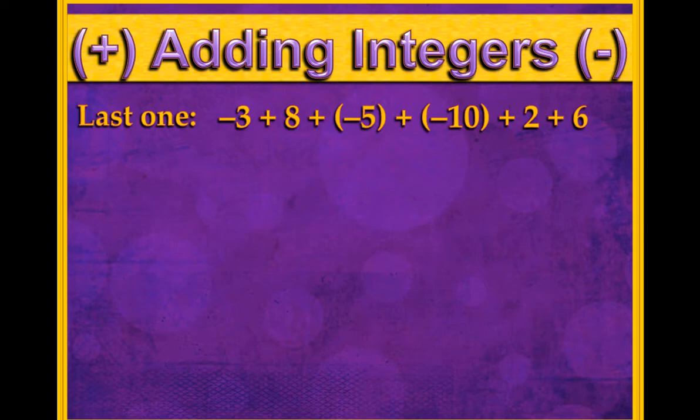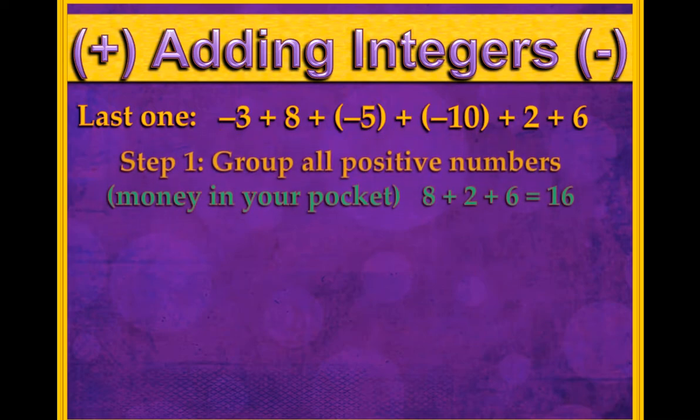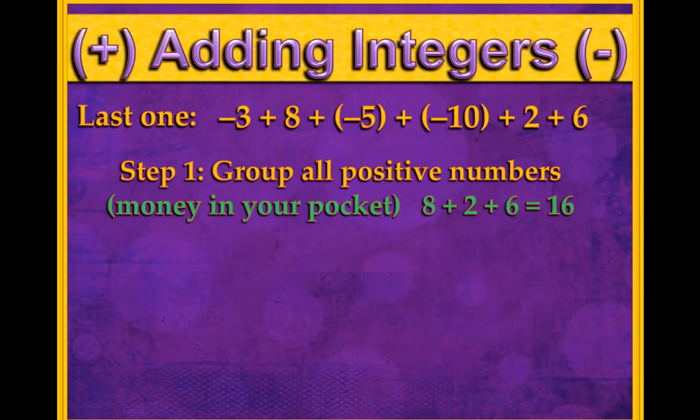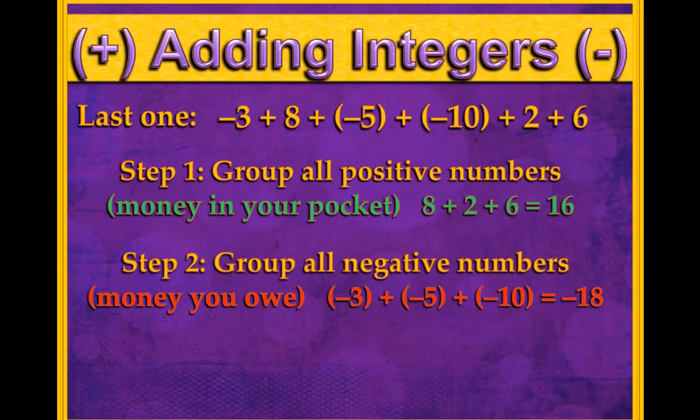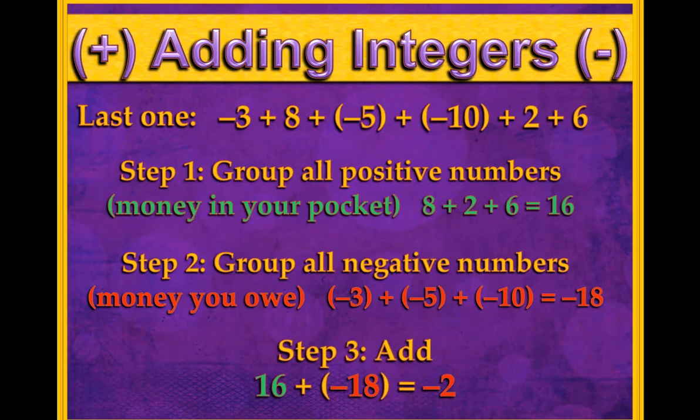Last one. So I have negative 3 plus 8 plus negative 5 plus negative 10 plus 2 plus 6. Step 1, group all the positive numbers, the money in your pocket, the green ones. 8 plus 2 plus 6 is 16. Step 2, group all the negative numbers. That's the money you owe somebody else. Negative 3 plus negative 5 plus negative 10 is equal to negative 18. And in step 3, just add them together. The money in your pocket, $16, plus the money you owe out, negative $18, is negative 2.